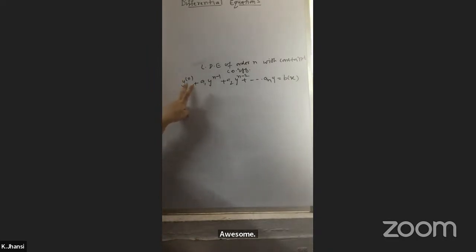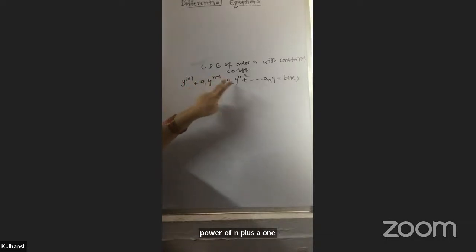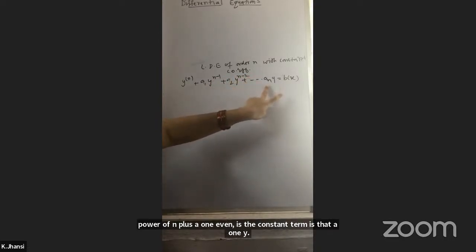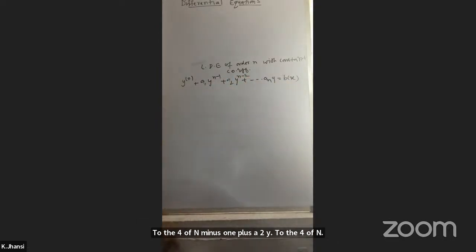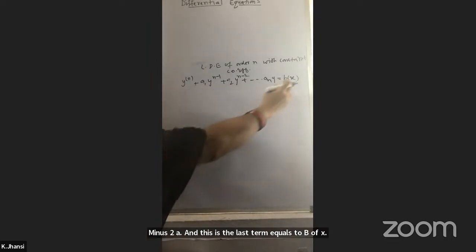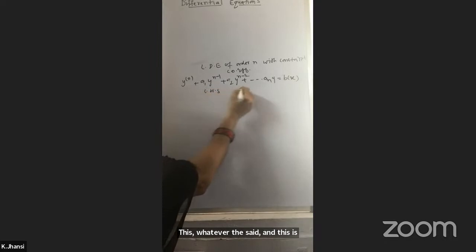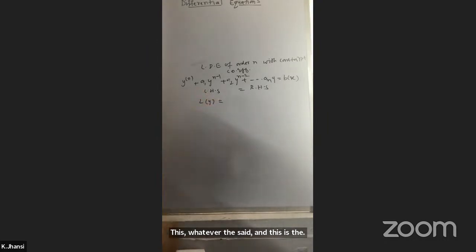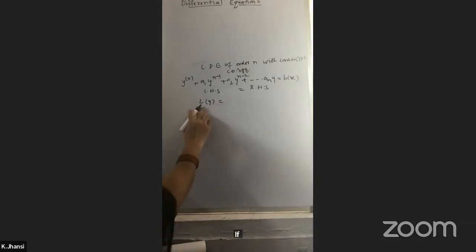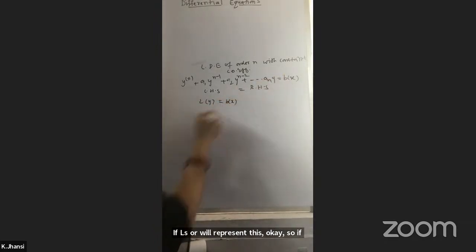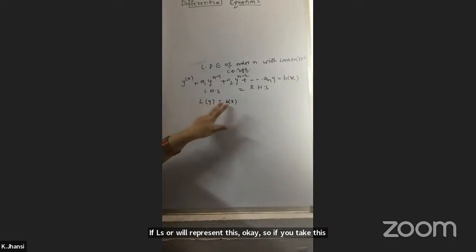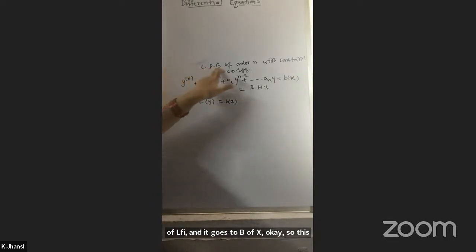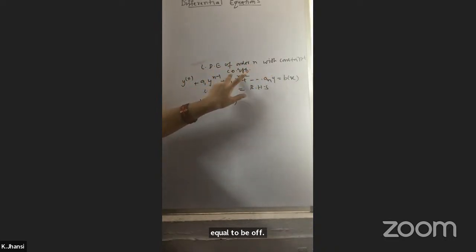So the given problem will be in the form of y to the power of n plus a1, where a1 is the constant term, a1 y to the power of n minus 1 plus a2 y to the power of n minus 2, up to an. This is the last term, equals b of x. Whatever is on this side is the LHS and this is the RHS. We will represent the LHS term as L of y. So L of y equals b of x represents the linear differential equation of order n with constant coefficients.